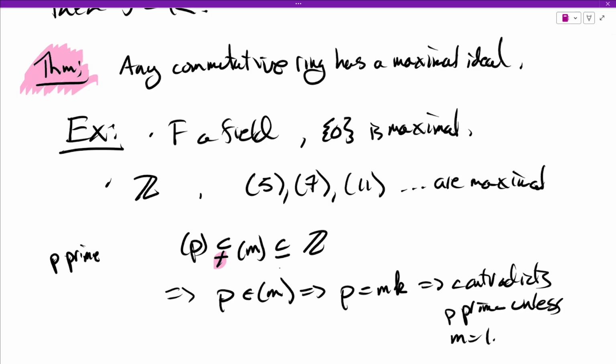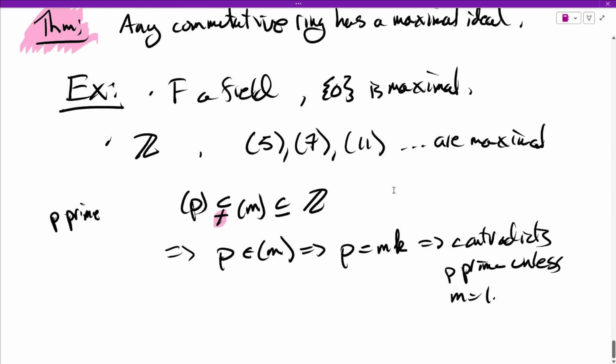This is actually a fact that we're going to look into in a little more detail when we have not just a general commutative ring, but a PID. So here are some examples of maximal ideals. It's sort of nothing in between you and the whole ring.